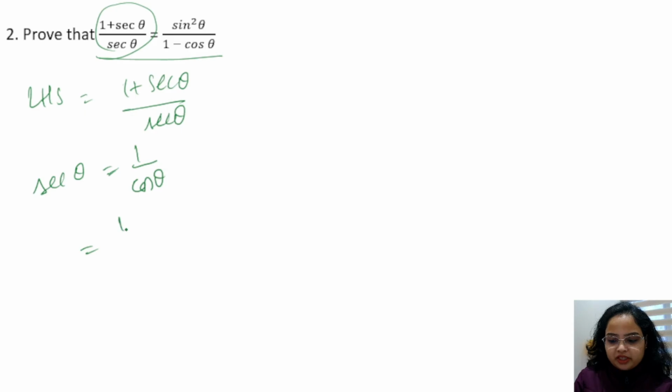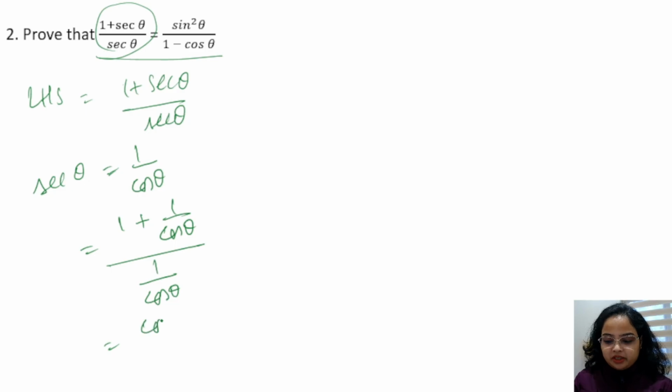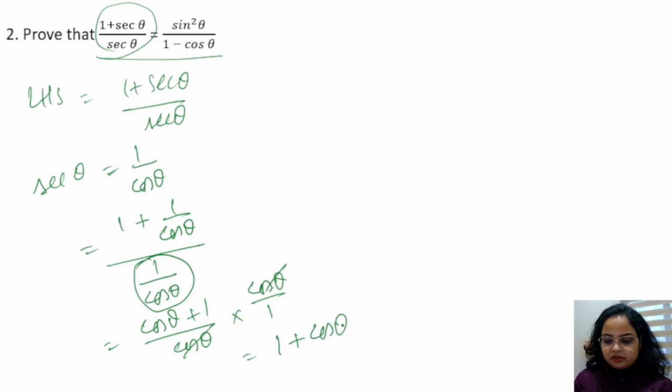So we will get here 1 plus 1 by cos theta divided by 1 by cos theta. So take LCM in the numerator, we will get cos theta plus 1 divided by cos theta. Okay. And again this denominator will be inverse, into cos theta divided by 1. Cos theta and cos theta will get cancelled. So here we'll get 1 plus cos theta in the left hand side.